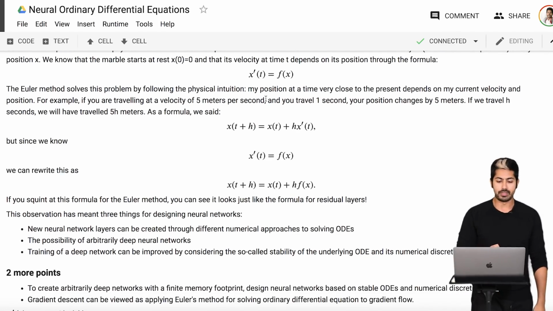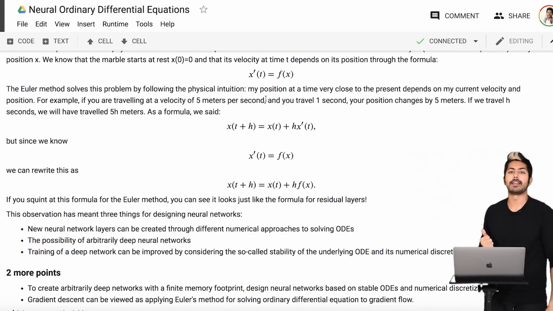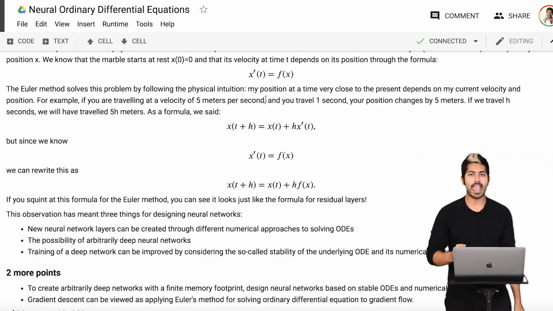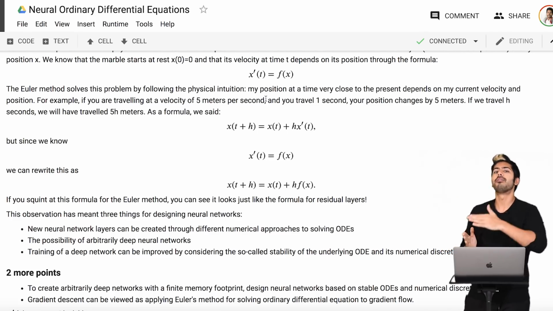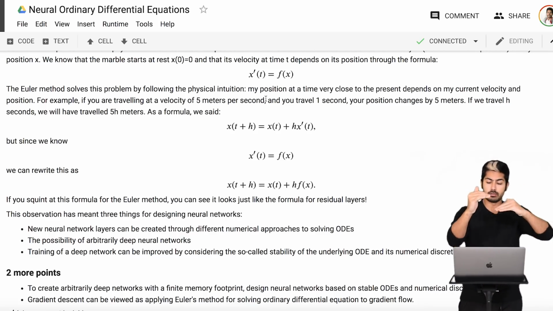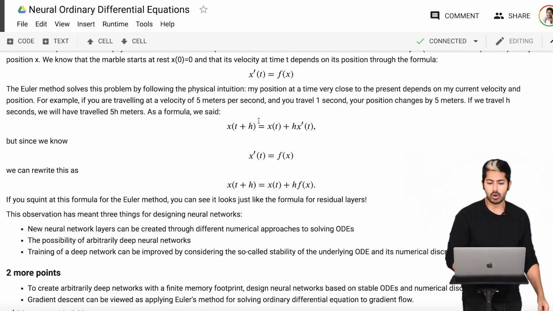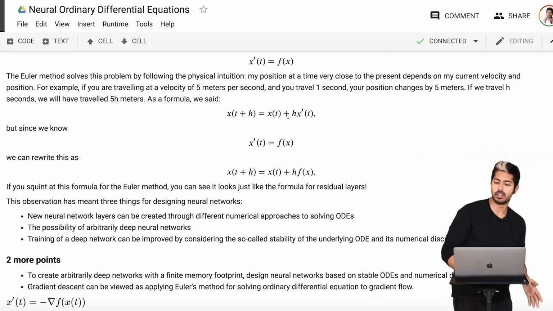Euler's method solves this problem by following the physical intuition. A position at a time very close to the present depends on my current velocity and position. So let's say we're traveling at 5 meters per second and we travel for 1 second. How far have we traveled? 5 times 1 second, 5. We've traveled 5 meters. We can model this using this formula right here: the position is going to be equal to where we currently are, x of t, plus h times the derivative of the position. That's going to be 5 times the number of seconds we've been traveling, plus wherever we were previously.